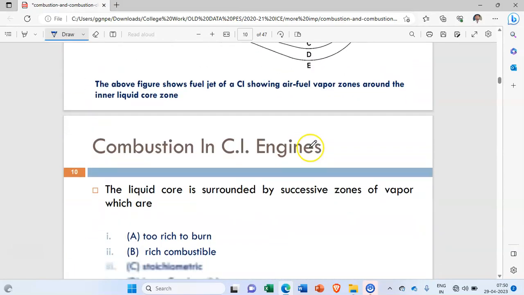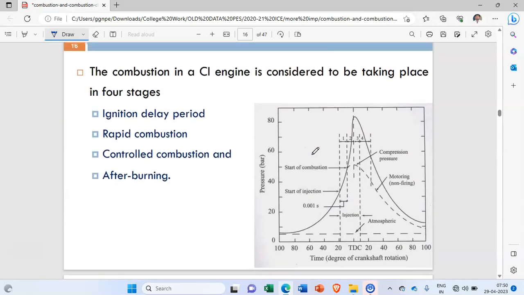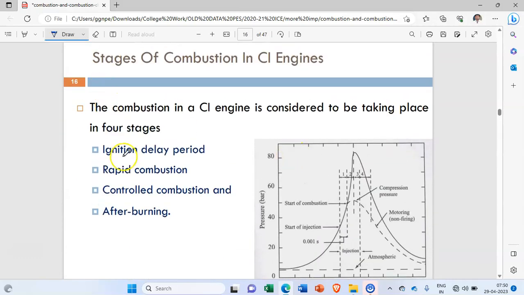Now let us discuss the different stages of combustion in CI. There are four stages of combustion in the CI engine. In the SI engine, we discussed that there were only three stages of combustion, but here one more stage is added.